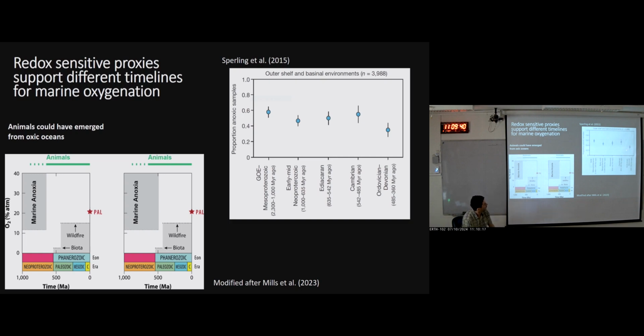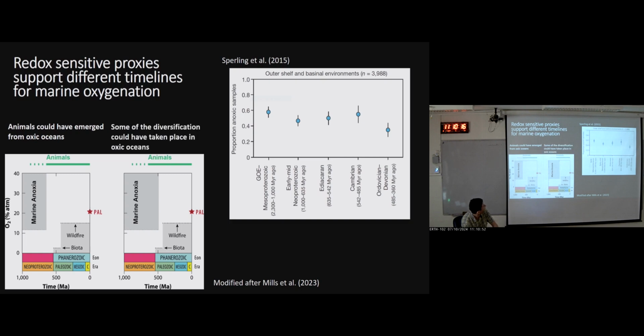And the only time where we see less of it, so more oxidized iron, is in the Ordovician and later, which suggests that marine anoxia may have continued into the Paleozoic, and maybe some of the animals evolved in oxic oceans, and the rest in anoxic oceans. But the beginning happened in oceans that were much more depleted with respect to oxygen. And this is not the end.